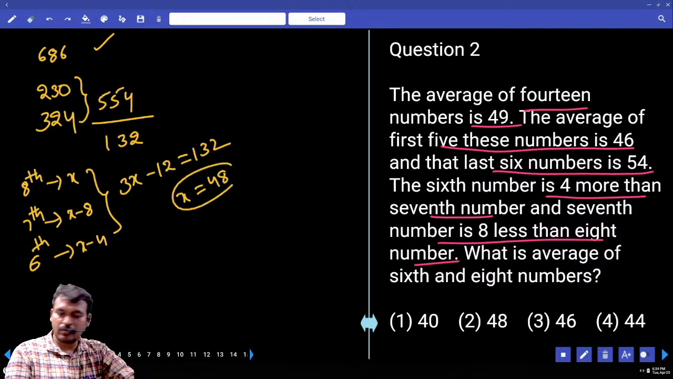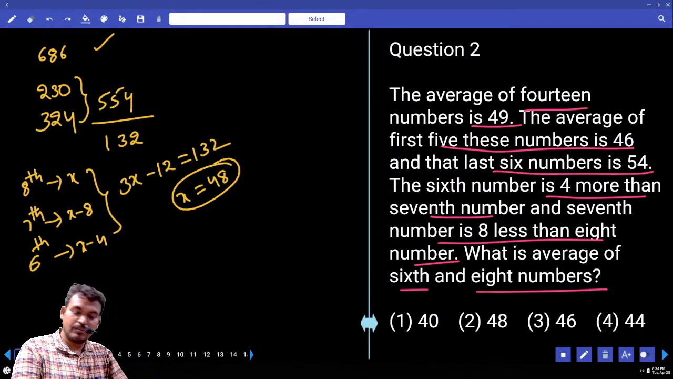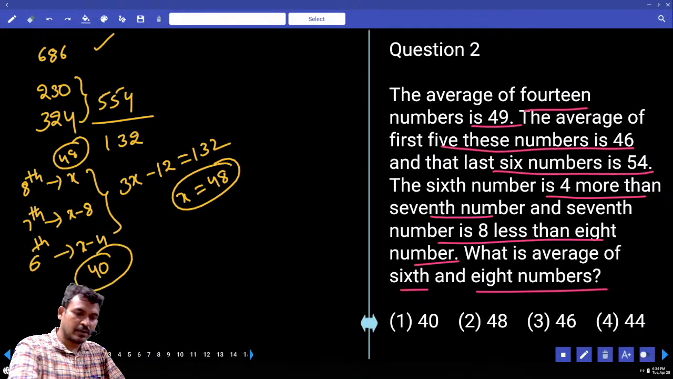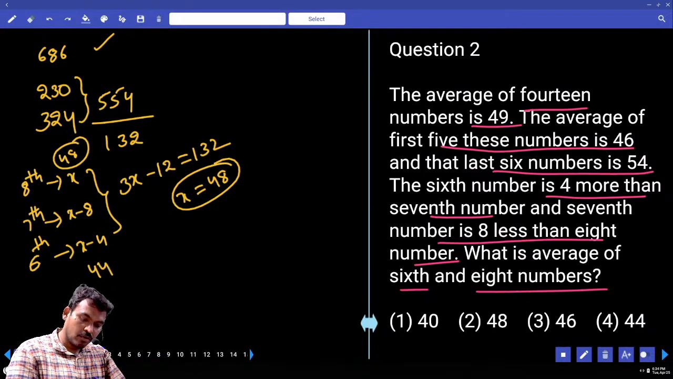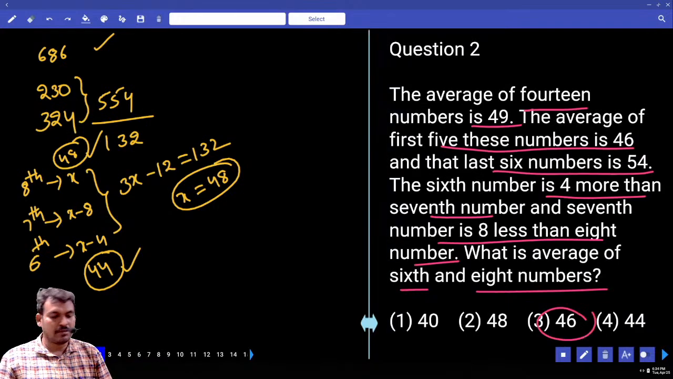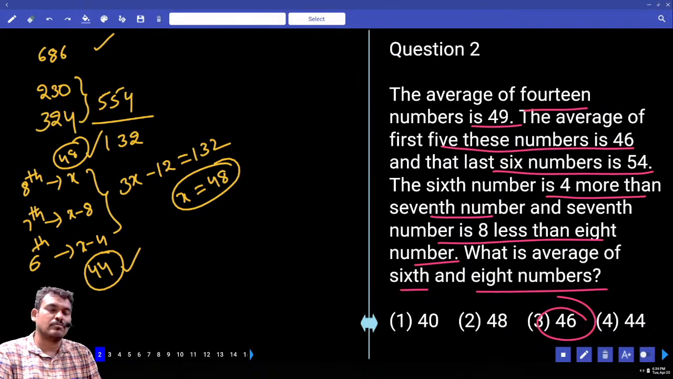What is the question here? Average of 6th number and 8th number. 6th number is how much? 8th number is 48. 6th number is 44. 48 and 44, what is the average? 46. X and x minus 4 average: x minus 2, or not? X minus 2 value is 46.